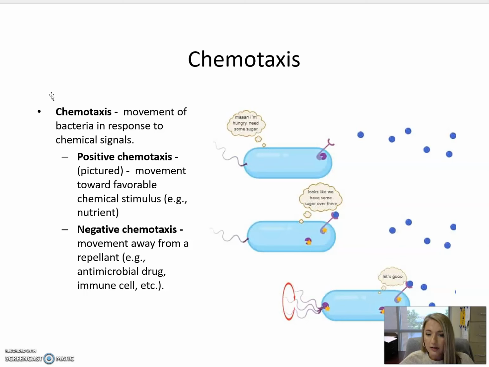But the generic term for the movement is called chemotaxis. If they're moving towards something favorable, that's positive chemotaxis. If they're moving away from something potentially harmful to them, that's negative chemotaxis.